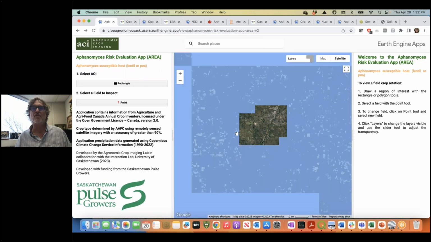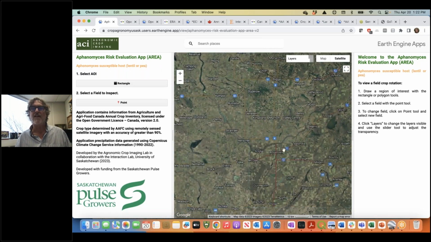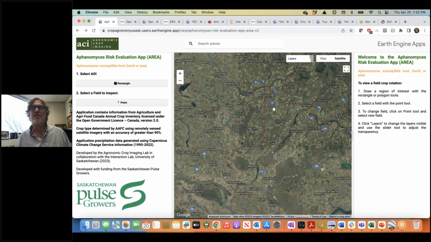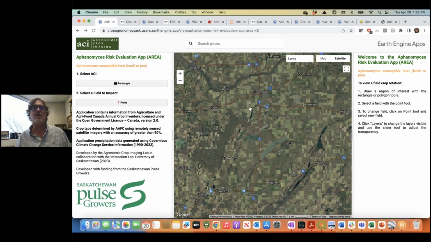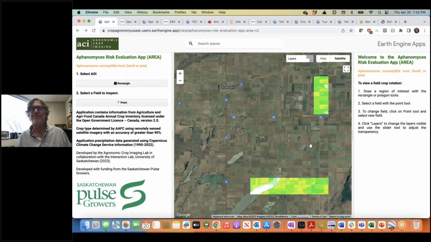Maybe I was working down, we'll pretend I'm from Rosetown today, and we'll go down by Rosetown here. The first thing it says is draw a region of interest with the polygon or rectangle. Well, it's just a rectangle here. We're just going to draw a region. Let's say we farm in this area around Rosetown. We're just going to draw a little polygon there.